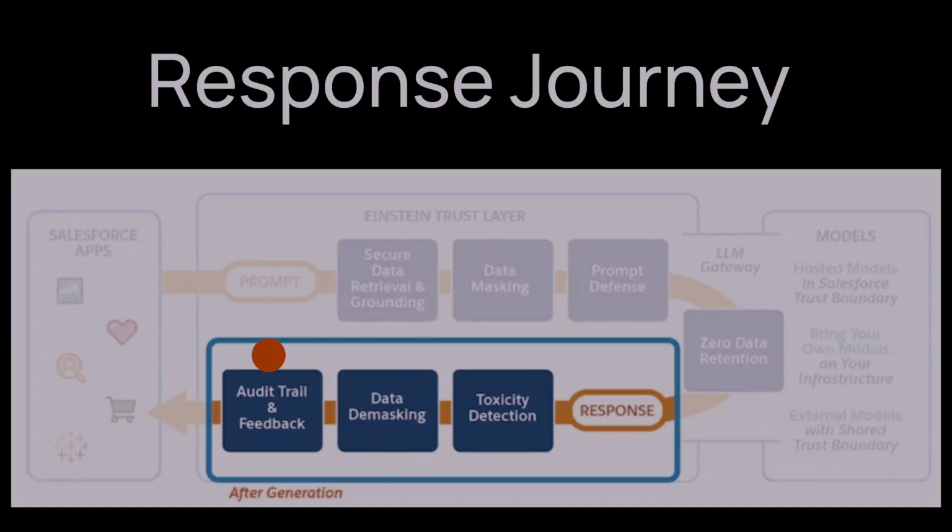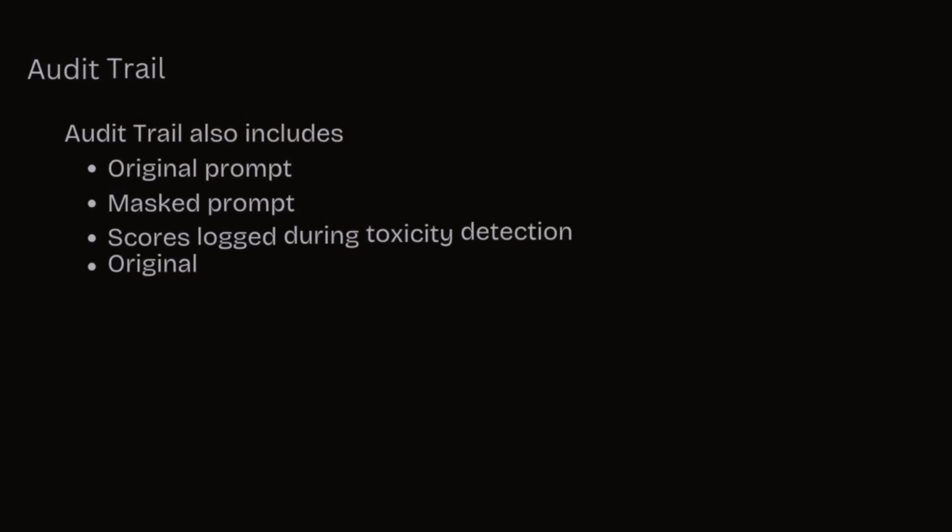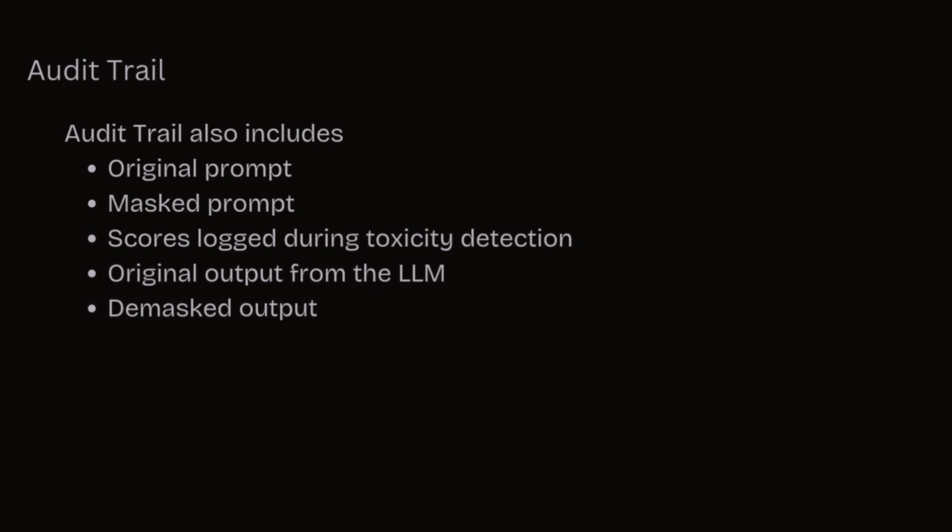When a response is presented in Salesforce, you can either accept it, reject it, or modify it. You can also provide explicit feedback, which is captured as part of the audit and feedback data in the audit trail and stored in Data Cloud. This is helpful to retrain the model if required. The audit trail also includes the original prompt, masked prompt, scores logged during toxicity detection, the original output from the LLM, and the demasked output. Once all of this is done, the data reaches back into the CRM.